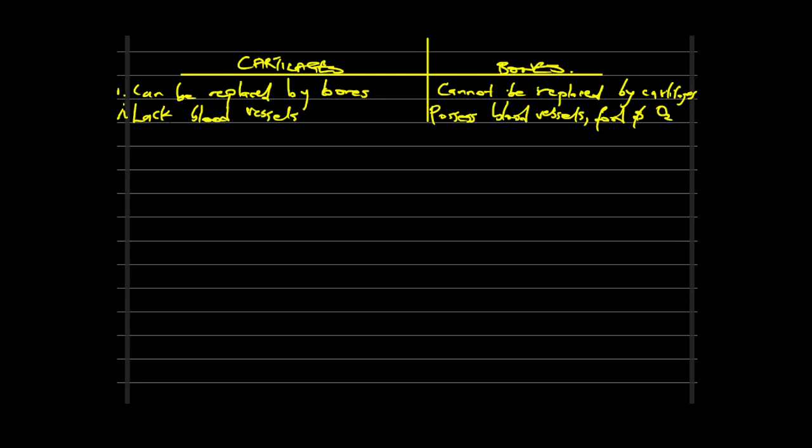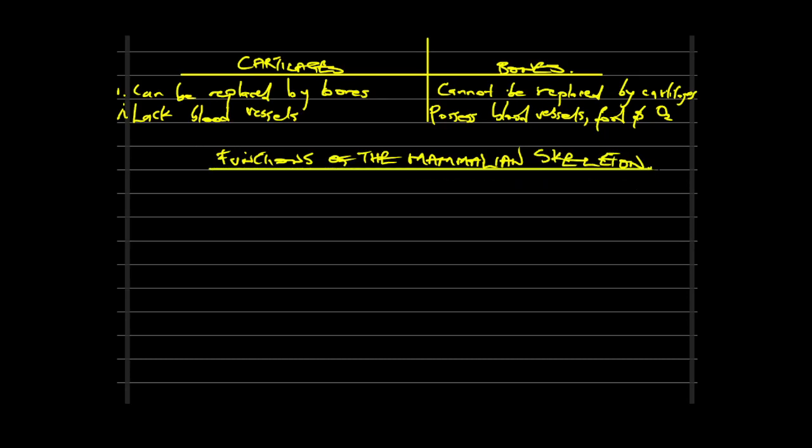So quickly, we look at the functions of the mammalian skeleton. That is what we want to look at now. So number one, the first function there is support. Yes, the mammalian skeleton gives support to the body of the organism.